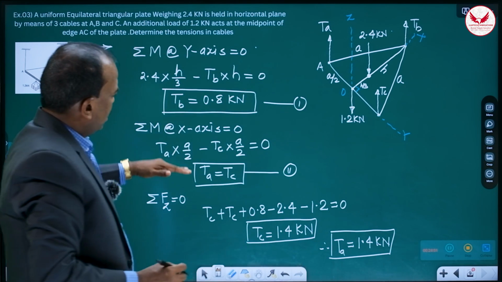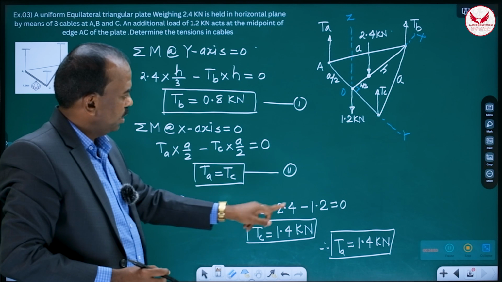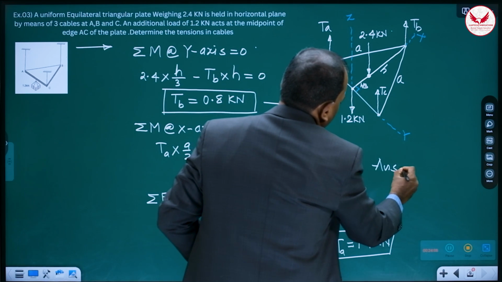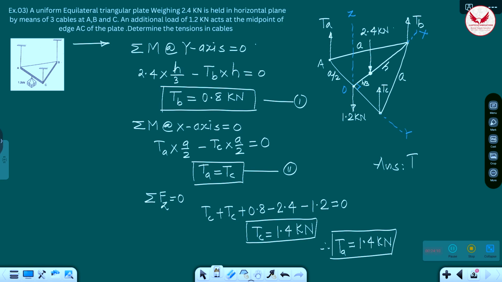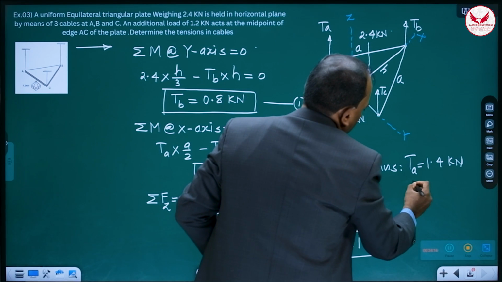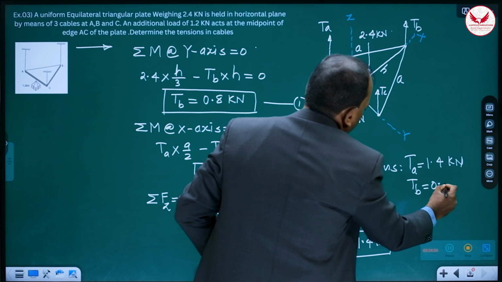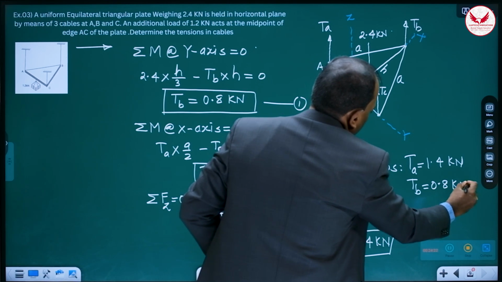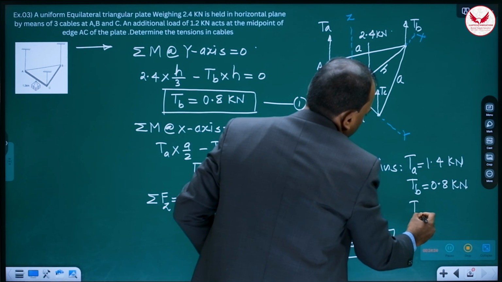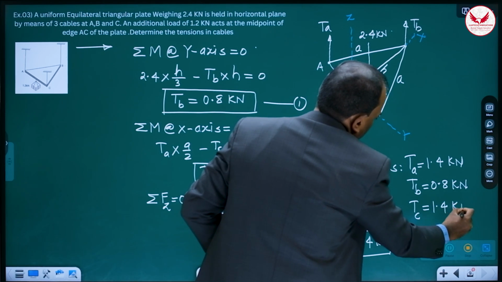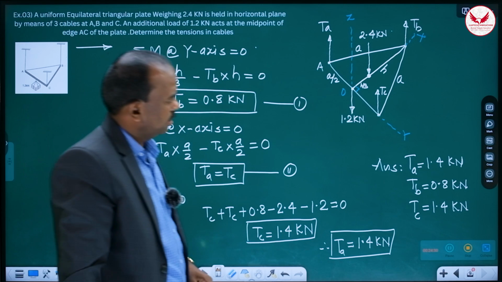So these are the answers. At the end we can write answers. TA is 1.4 kilonewton, TB is 0.8 kilonewton, and again TC is 1.4 kilonewton. So these are the answers.